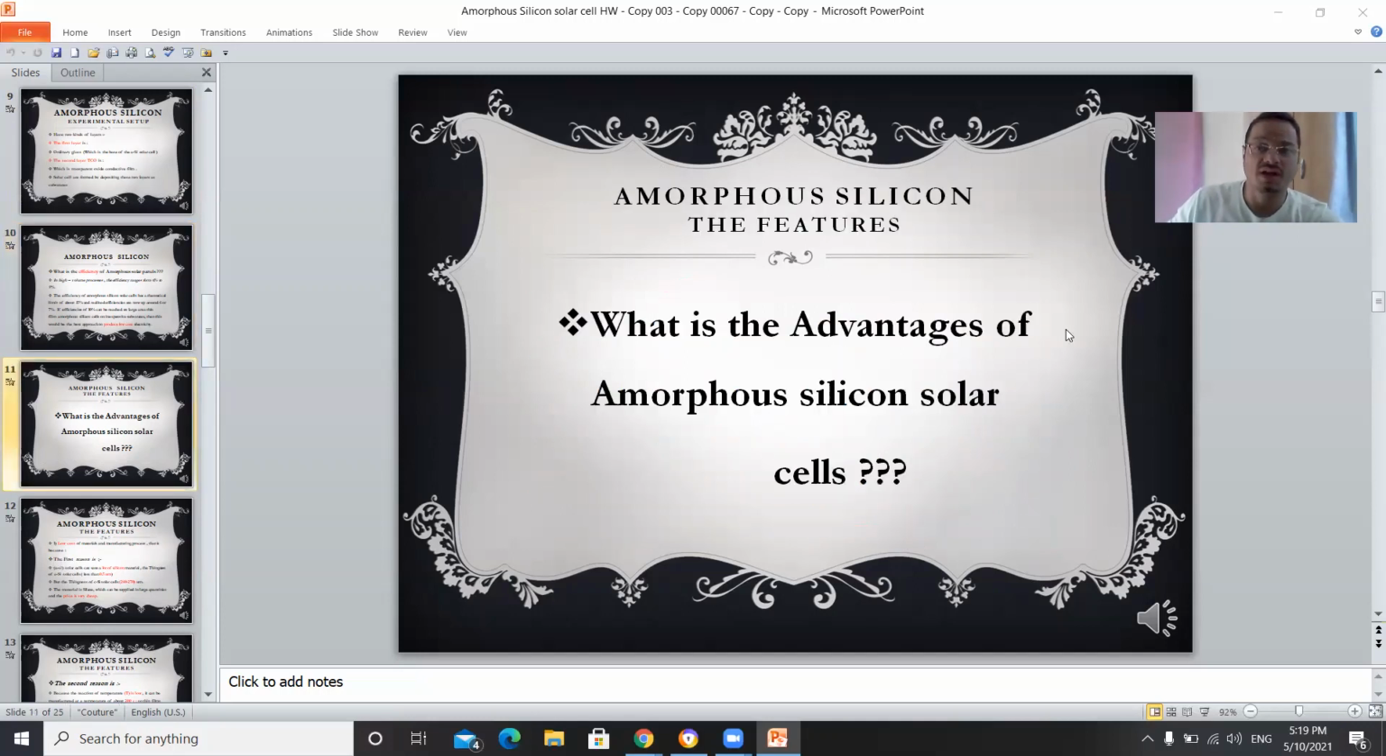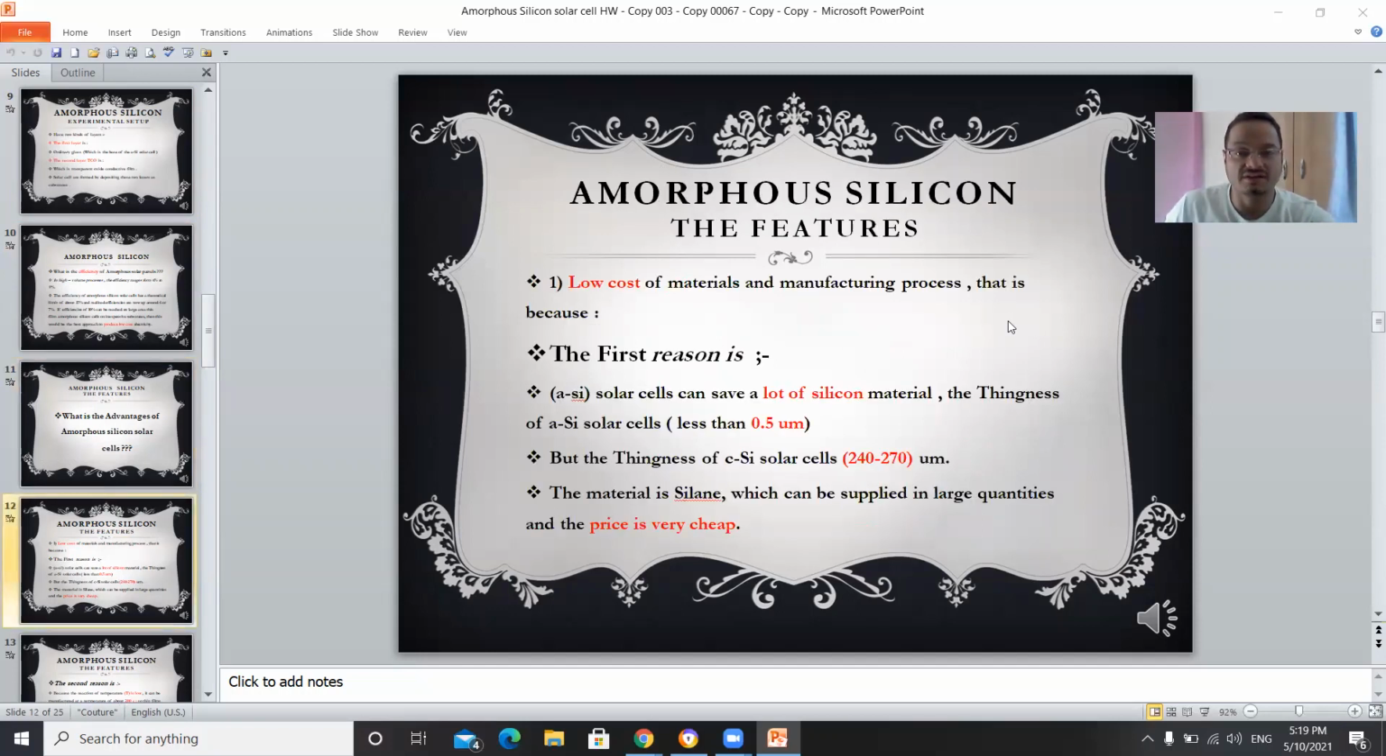Now let's talk about the advantages. This kind has many advantages, and in my opinion it has more advantages than disadvantages, because it is very widely used in our life and helps make our life easier. Number one, low cost of material and manufacturing process.